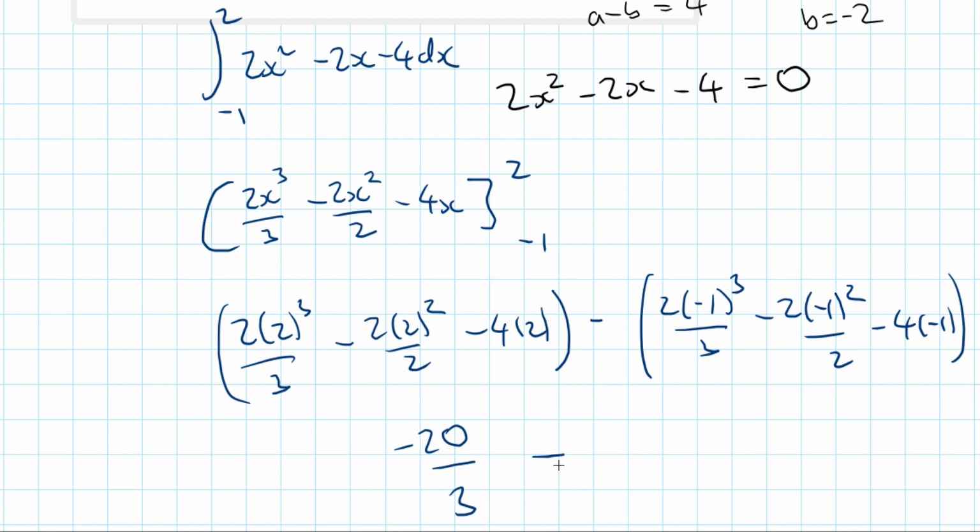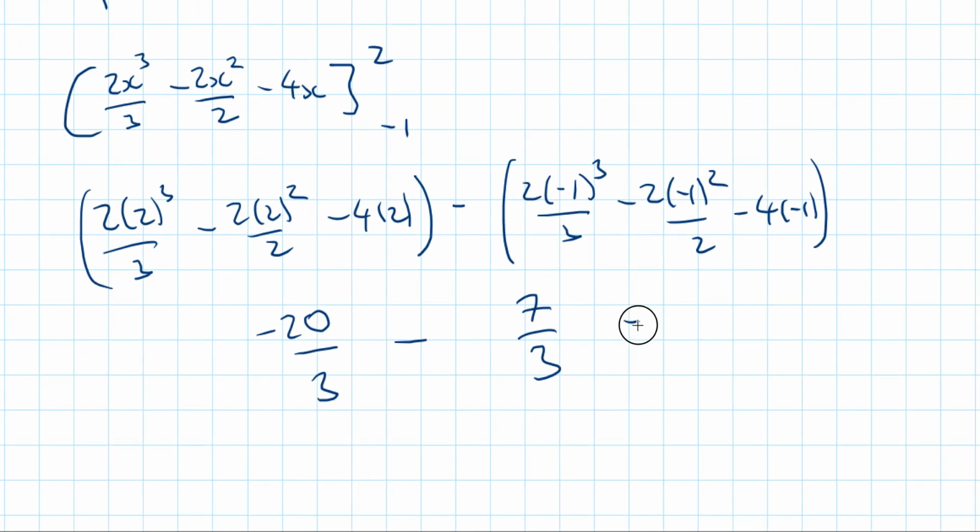So then the next step we've got is 2 times minus 1 cubed over 3, minus 2 times minus 1 squared, and then minus 4 times minus 1. Plugging this into the calculator gives you minus 7 over 3. So then from here, this gives an answer of minus 27 over 3.